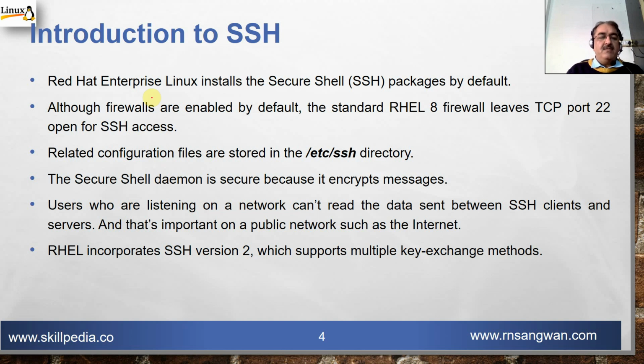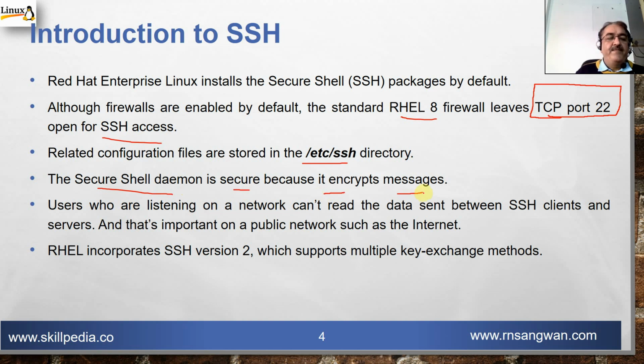Although the firewall is enabled by default, the standard RHEL 8 firewall leaves TCP port number 22, on which SSH connects, open for SSH access. Related configuration files are stored in the /etc/ssh directory, and the secure shell daemon, SSHD, is secure because it encrypts the messages. Users who are listening on the network can't read the data sent between the SSH client and the server, and that's important on a public network such as the internet.